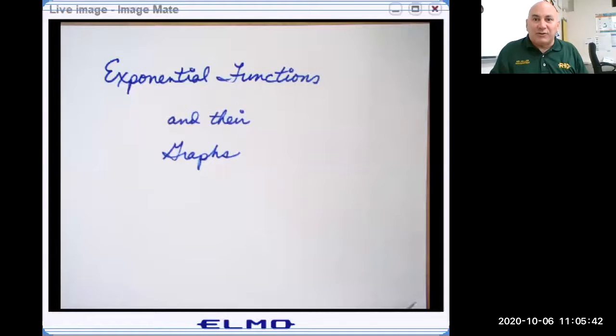Hello, pre-calculus students. Today we're going to start a chapter on exponential and logarithmic functions. Everybody panics about logarithms. Pay attention. You're going to get this. I will explain it to you very well. Today we're going to start with exponential functions and their graphs.